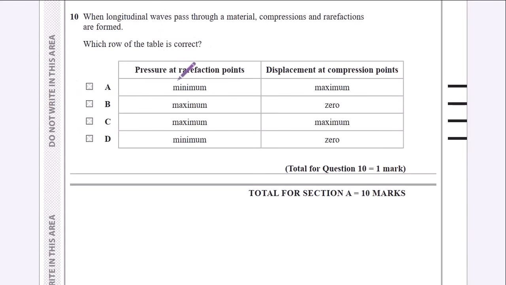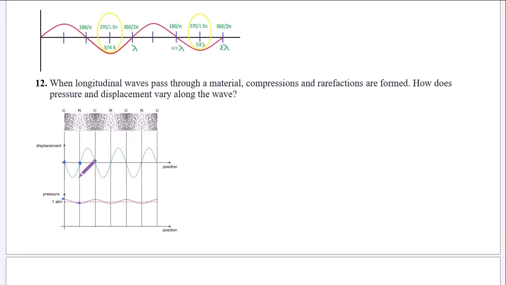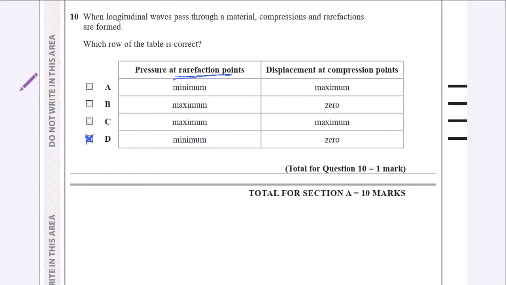So let's look at the question and the options. At rarefactions, pressure is minimum and displacement at the center of compressions is zero. So answer should be E. Just what we just saw here. At the center of compressions, displacement is zero, and at rarefaction, pressure is minimum. There you go.